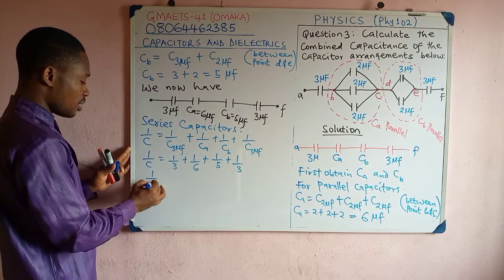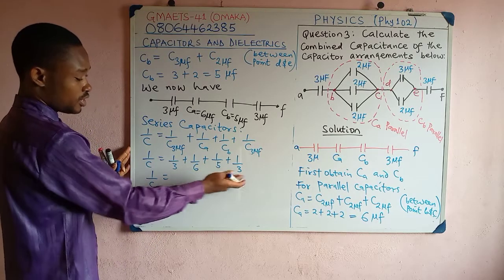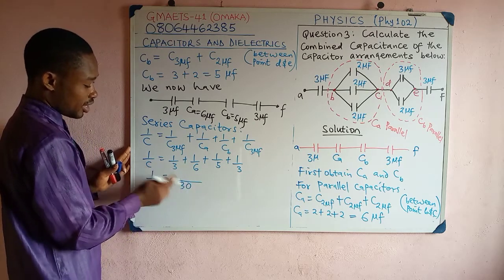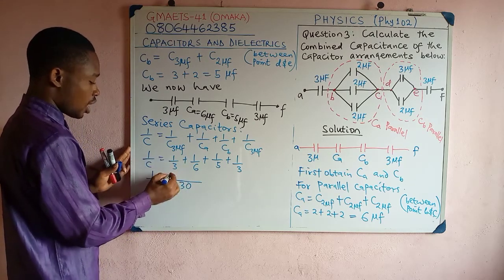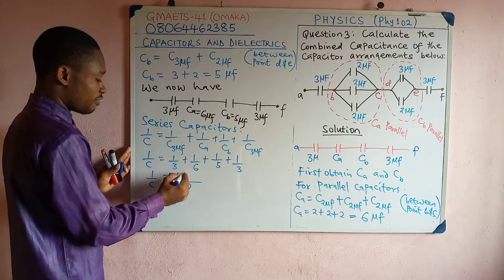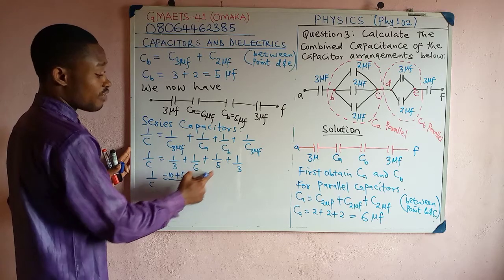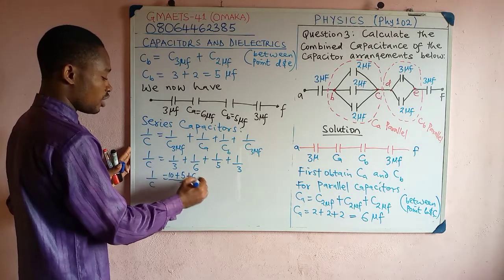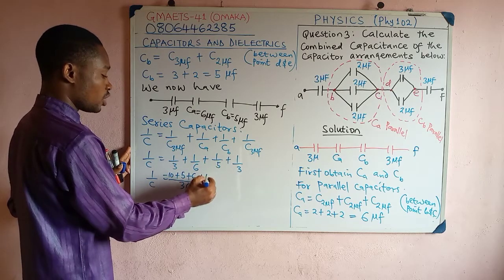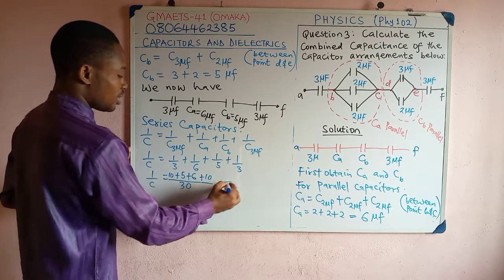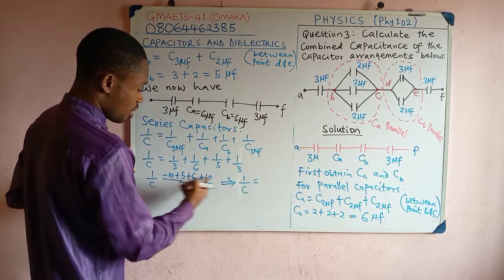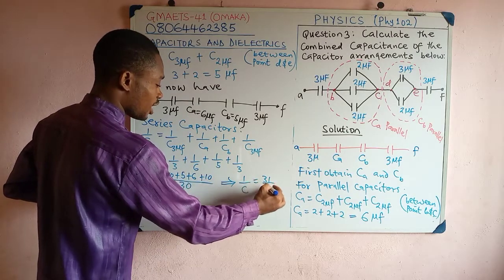I'm going to use the LCM method to obtain this. The LCM of these denominators is 30. 30 divided by 3 gives us 10, 10 times 1 is 10, then plus 30 divided by 6 gives us 5, 5 times 1 is 5, plus 30 divided by 5 is 6, 6 times 1 gives us 6, then plus 30 divided by 3 is 10, 10 times 1 gives us 10. If you work this out, 1 over the combined capacitance gives us the numerator added up, which is 31 over 30.